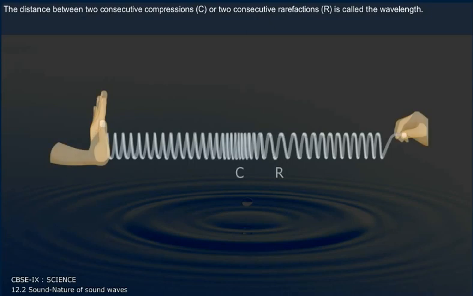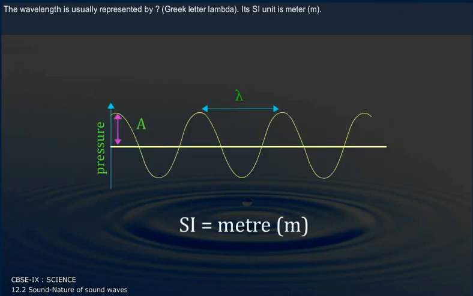The distance between two consecutive compressions, C, or two consecutive rarefactions, is called the wavelength. The wavelength is usually represented by the Greek letter lambda. Its SI unit is meter, m.